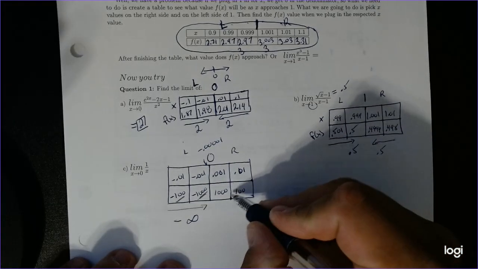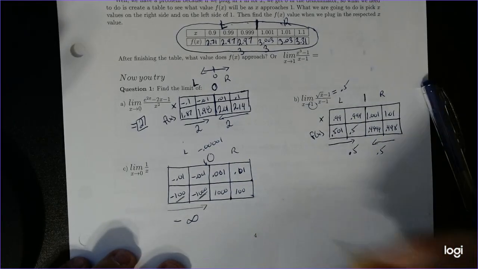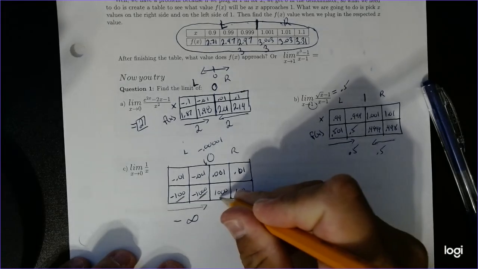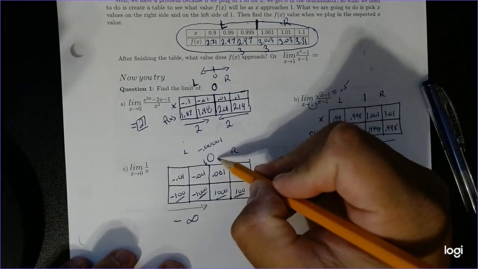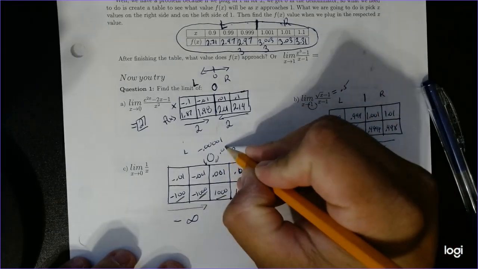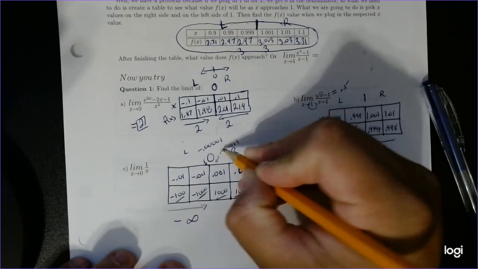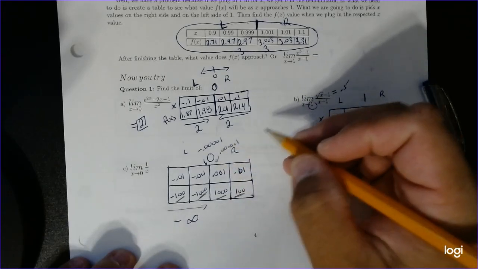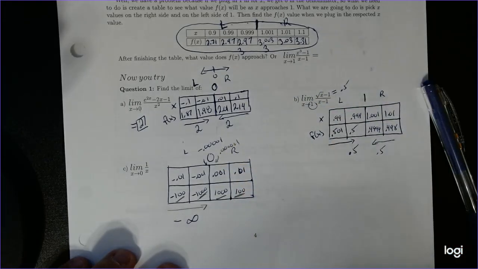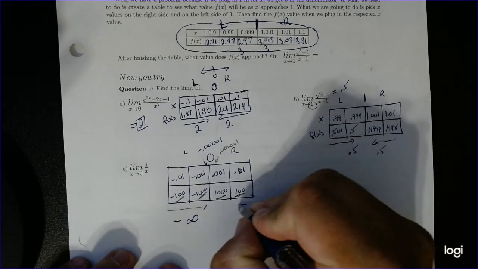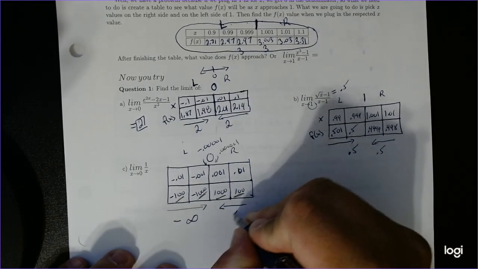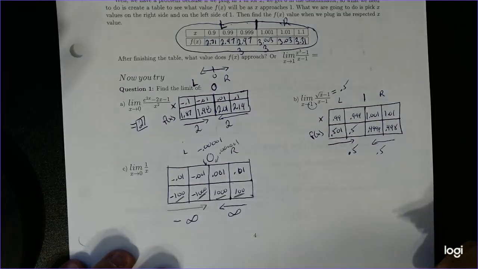On the flip side, these are getting bigger positive. And the same process. If I plug in 0.000001, I get positive 100,000 or so. So now it's going larger in the positive direction. So in this direction, I go towards positive infinity.